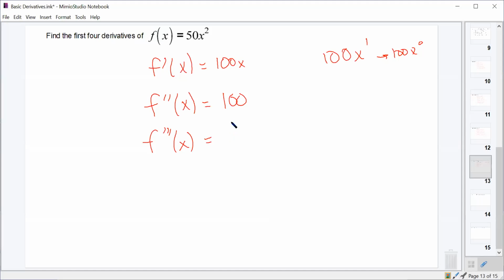No, 0. This is a constant. What's the derivative of any constant? Oh yeah, 0. What's the fourth derivative then? 0, because the derivative of a constant is 0. What's the fifth derivative? 0. What's the sixth derivative? 0. What's the 100th derivative? 0.